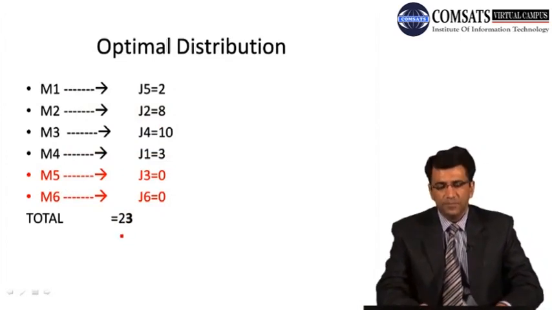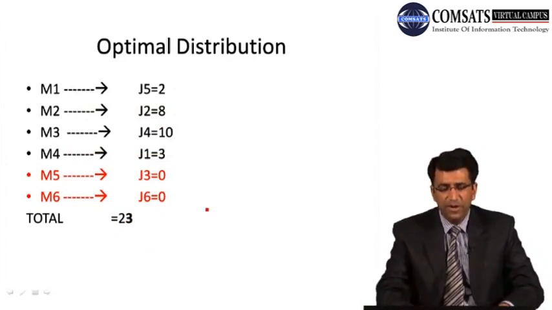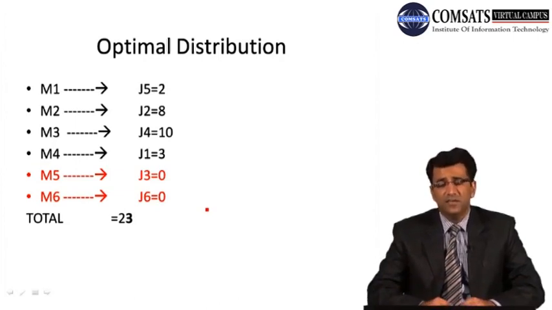And again, students, you remember that M5 and M6 were our dummy machines. So we will just ignore these dummy machines or dummy jobs whenever they are applied just for balancing the assignment problem, and the rest of the jobs may be applied to the rest of the machines. So in this way, we can get the optimal distribution for the particular assignment problem.